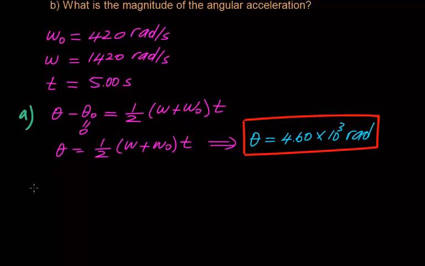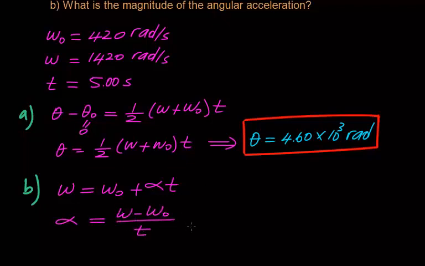Now let's move on and solve for part B. The question is, what is the magnitude of the angular acceleration alpha? Since we know the initial omega and the final omega and also the time, the best relationship is omega equals omega 0 plus alpha t. Very simple and straightforward. You can isolate alpha to be omega minus omega 0 divided by the time. Solve for alpha, you obtain 2.00 times 10 to the second radians per second squared.